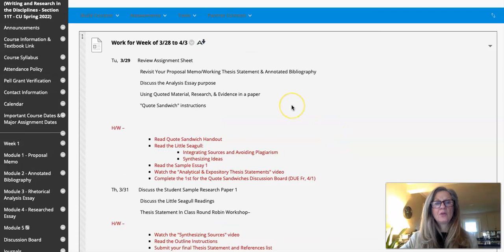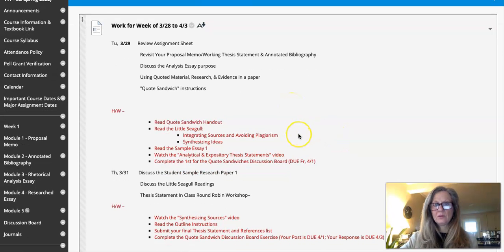Back to the work for this week. What you need to do this week is formulate your thesis statement for your analytical, informative research paper on your topic. And remember, your topic is that topic from your proposal memo that you did in Module 1. So you need to pull that back up and start to work on your thesis statement.